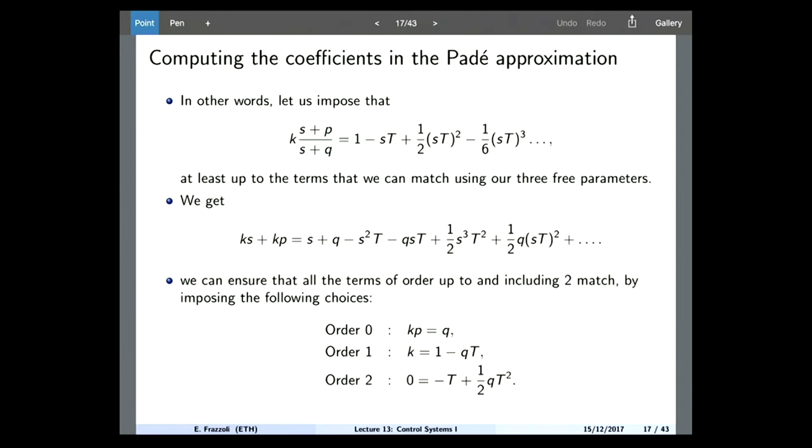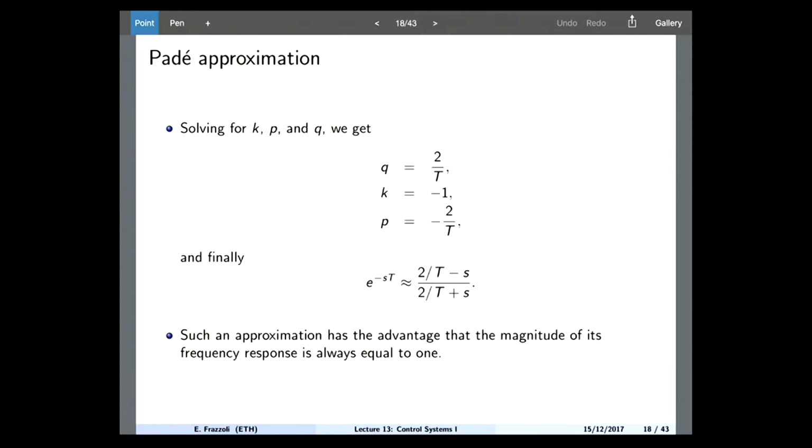So, making a long story short, you solve this system of equations, and what you get is that the Padé approximation of the time delay is given by this fraction here: (2 over T minus s) over (2 over T plus s). What you see is that this approximation has a non-minimum phase zero and a stable pole. Something you may want to check is that this approximation has the advantage that the magnitude of this fraction is always 1. So at least we are getting that right.